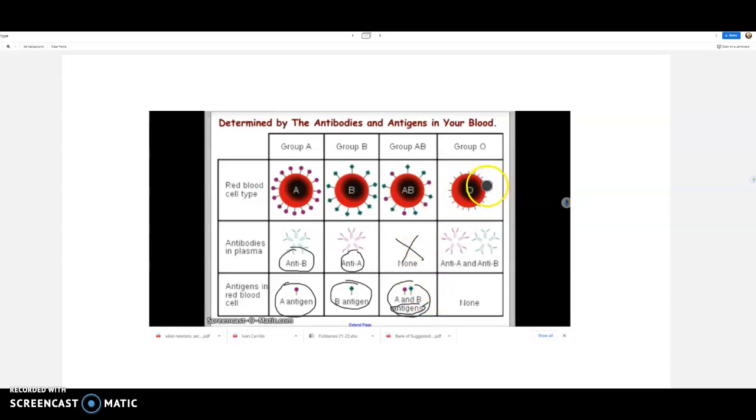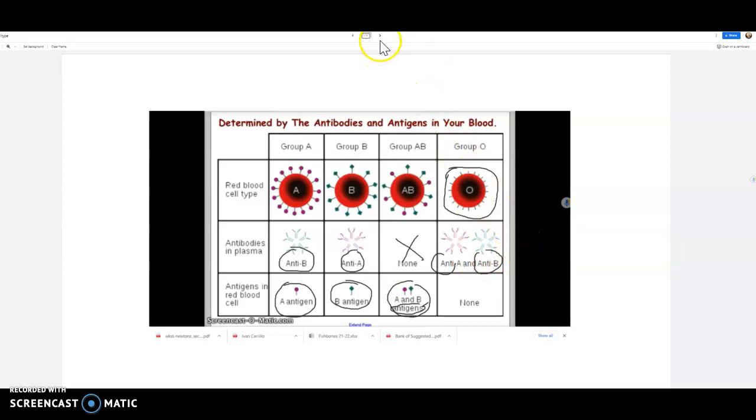All right, look at group O. It does not have any of the antigens on its surface. So due to that, there will be presence of antibodies anti-A and anti-B. Group O has no protein on the surface of the blood cell. That's why there is a presence of antibodies A and antibodies B. So that was a quick recap from what we did in the class.